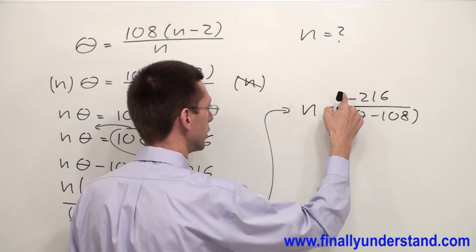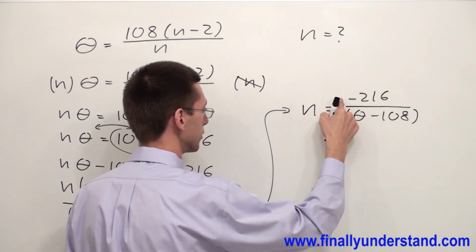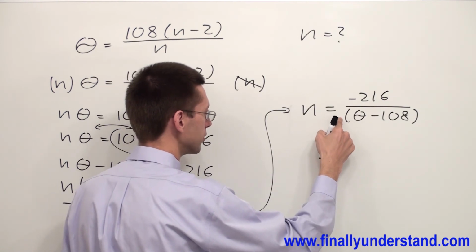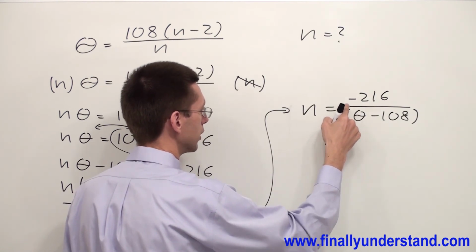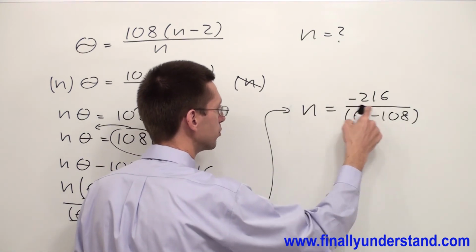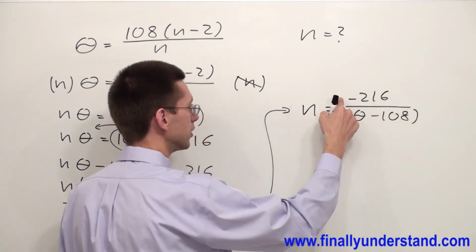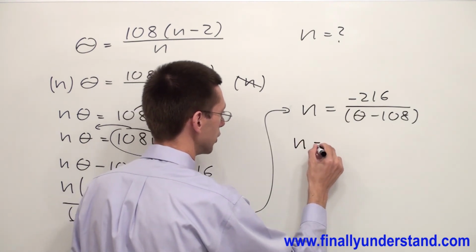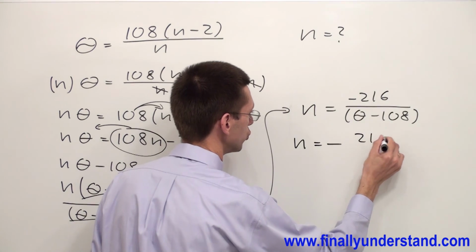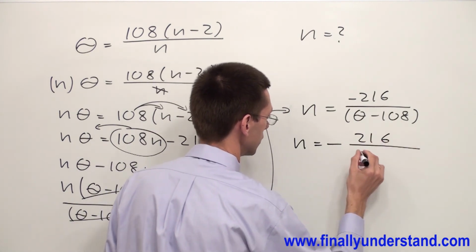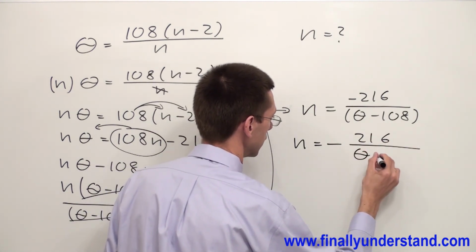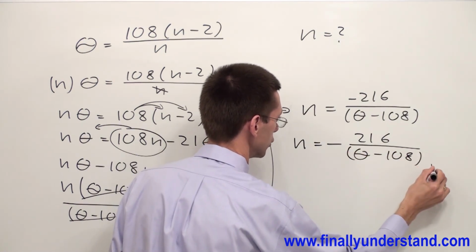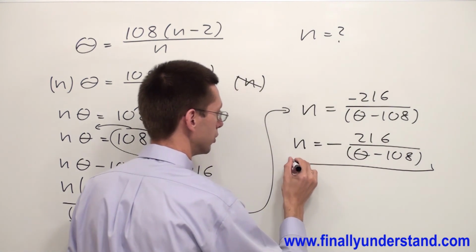Remember, anytime we have a negative sign in the numerator and there is no sign in the denominator, it means there is an invisible positive sign. We have a fraction bar. Fraction bar is division. Negative divided by positive is negative. That's why n is equal to negative 216 over theta minus 108. This is the solution to my problem.